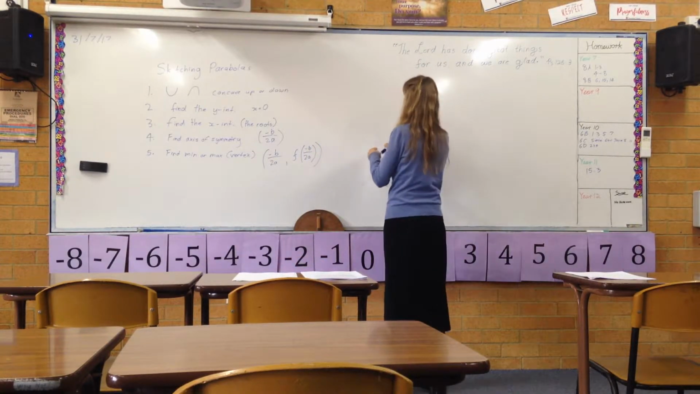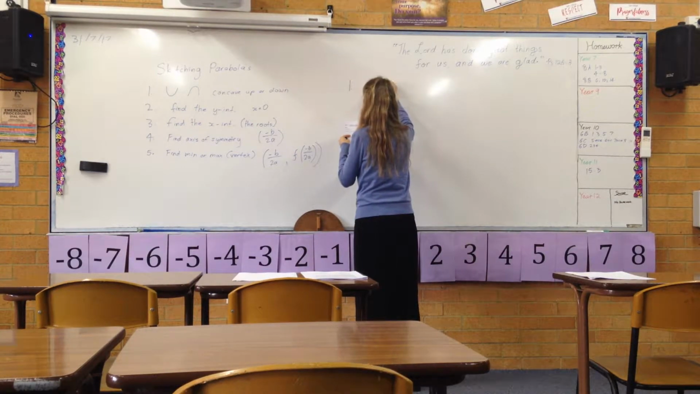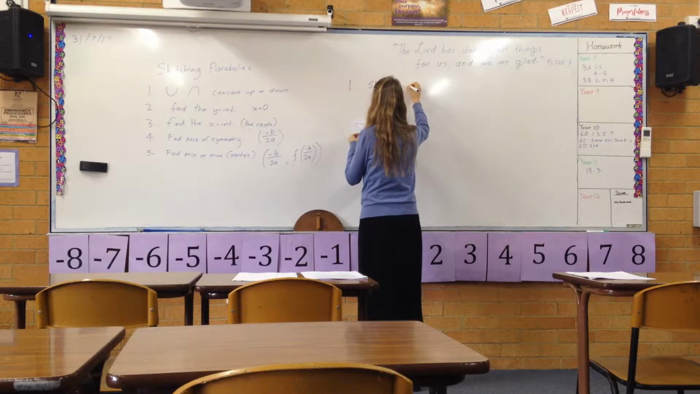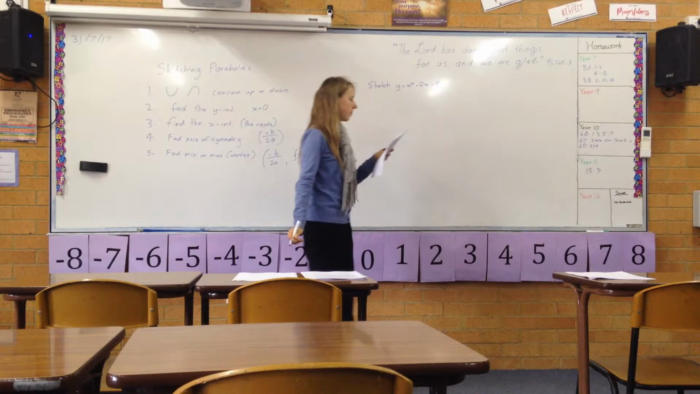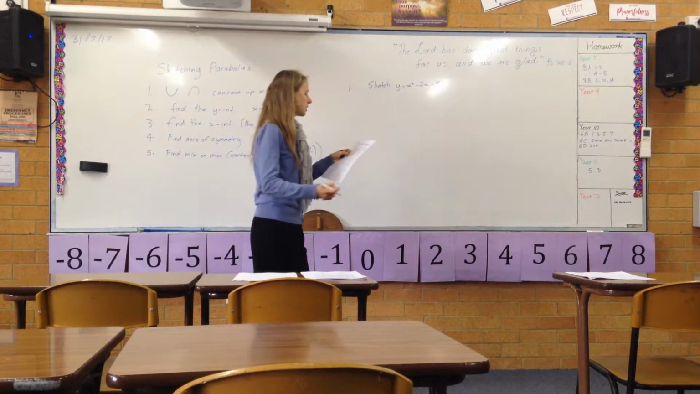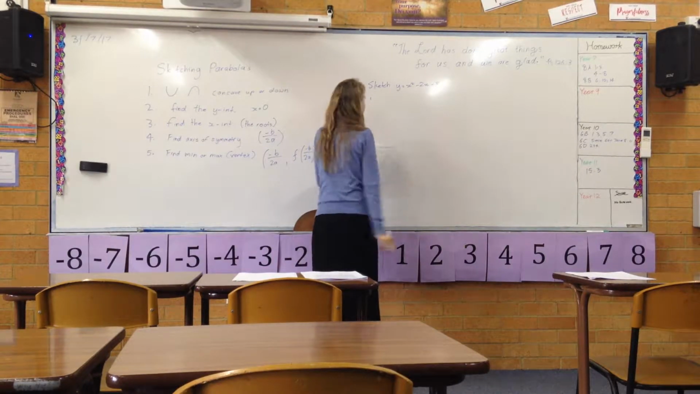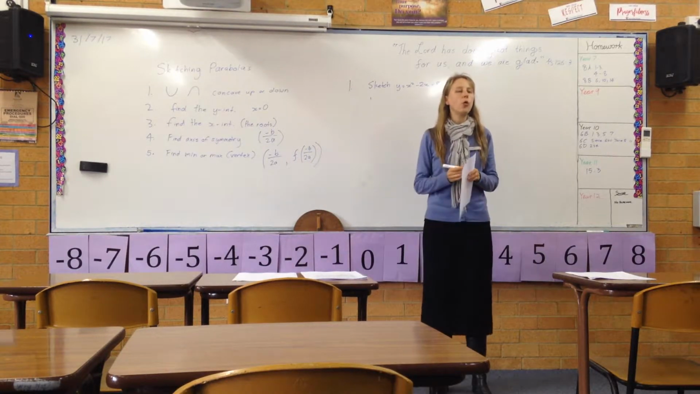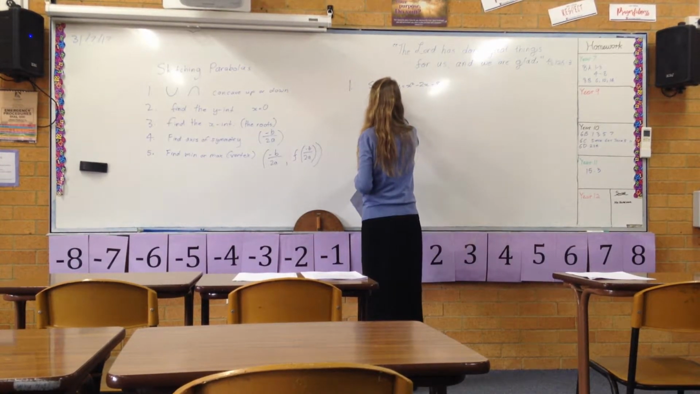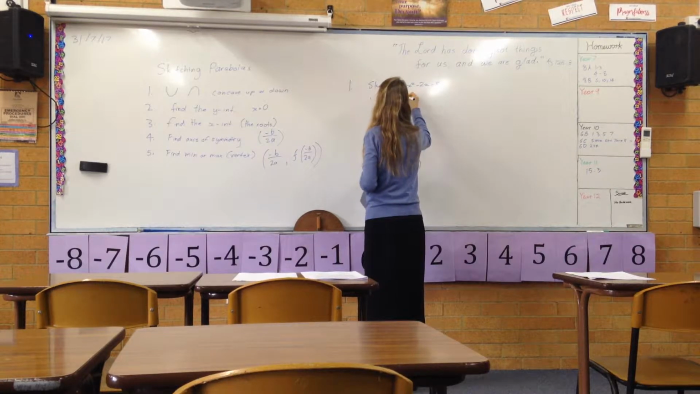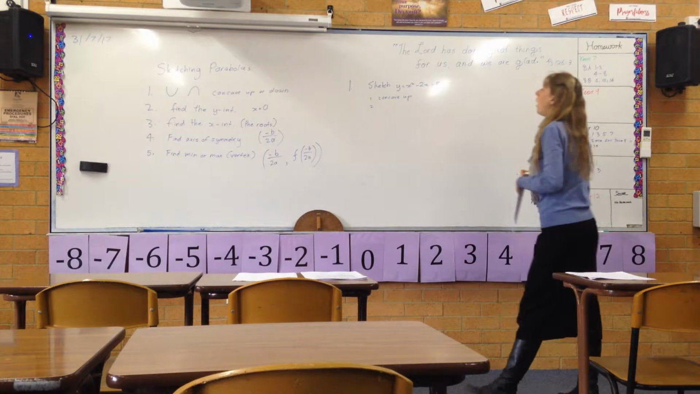Okay, so let's do our examples. First one says sketch y equals x squared minus 2x minus 8. Firstly, first step, is it concave up or down? Concave up, because that's positive. Good.